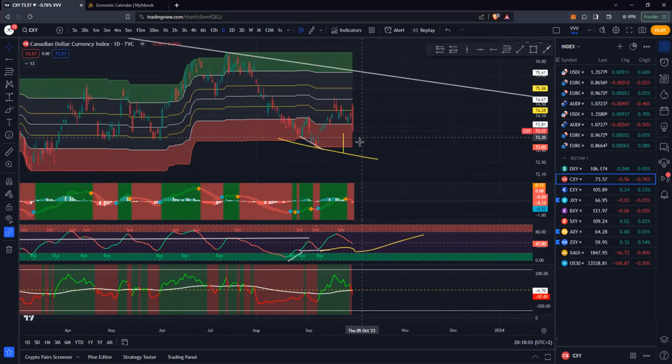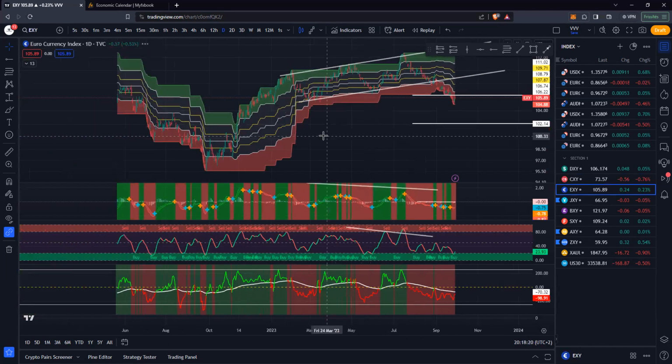And on daily basis, it's looking like that. On daily basis, here is our low, and the price is already here. Okay, but everything is in red, so there is definitely right now a bearish scenario on the CXY.